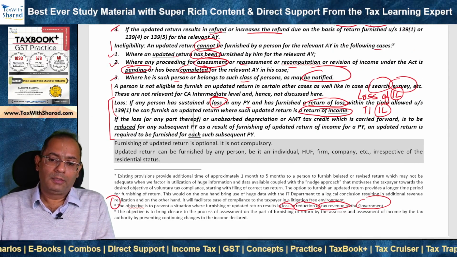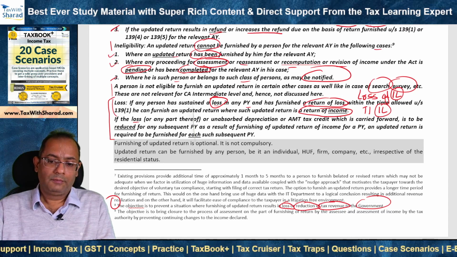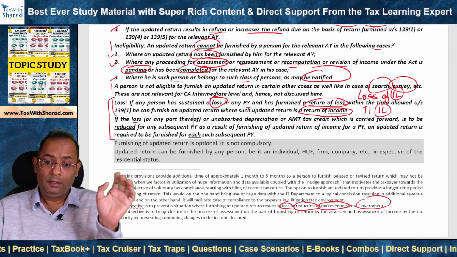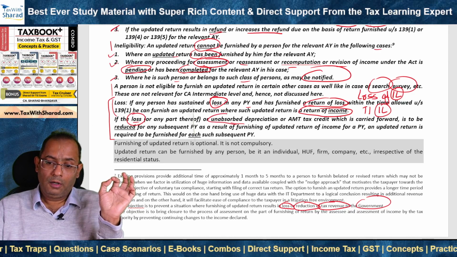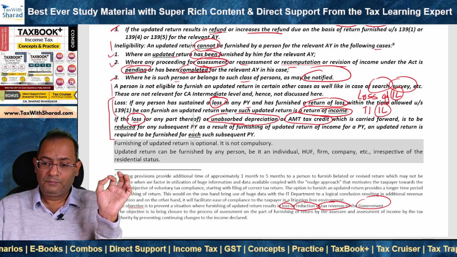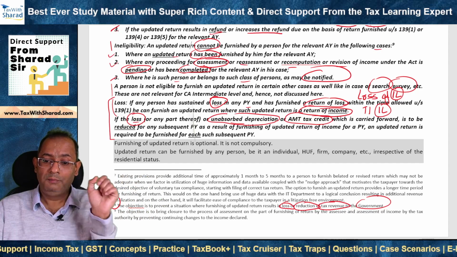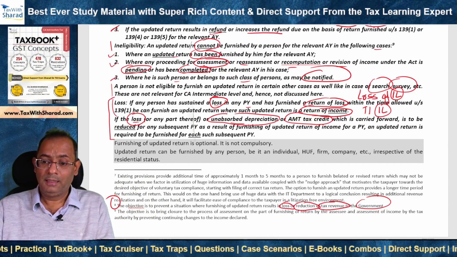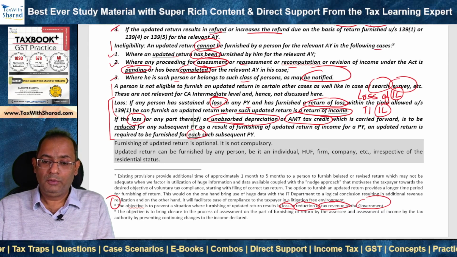Second point regarding losses: see what they are saying. If the loss or any part thereof, or unabsorbed depreciation, or AMT tax credit, which is carried forward, is to be reduced for any subsequent previous year as a result of furnishing of updated return of income for a previous year, an updated return is required to be furnished for each such subsequent year.